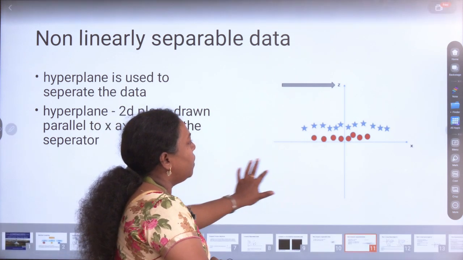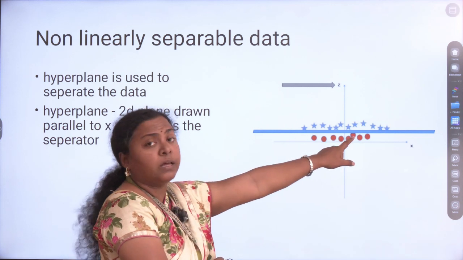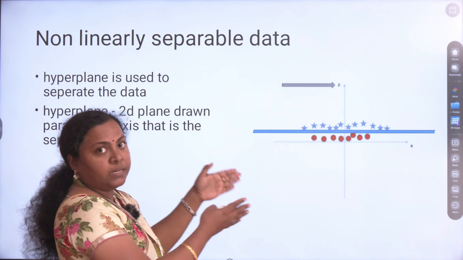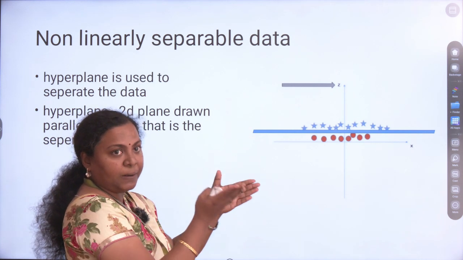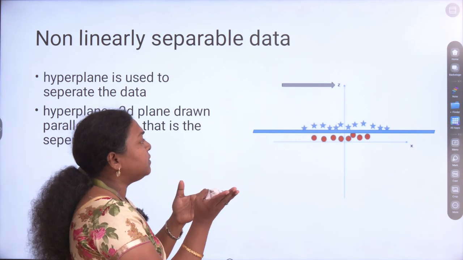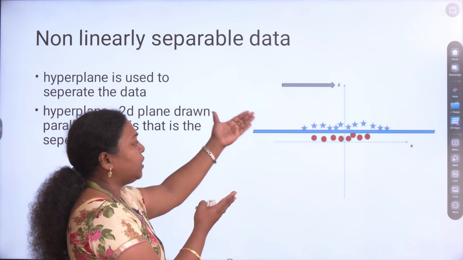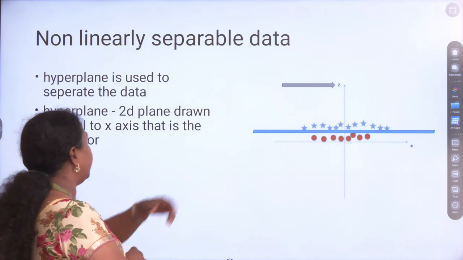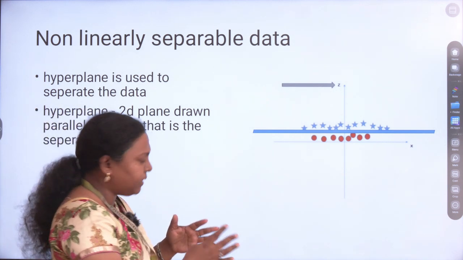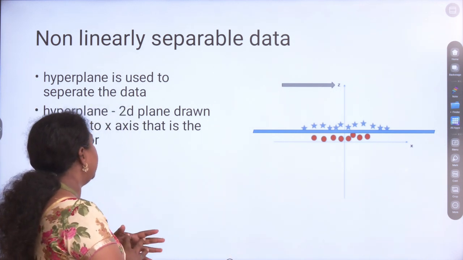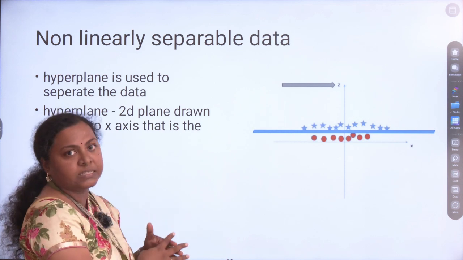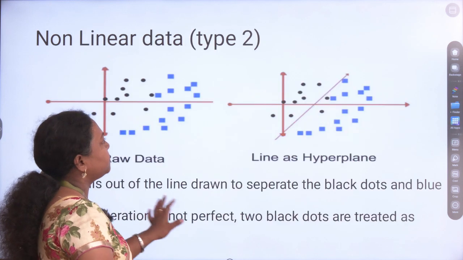So now we can introduce a hyperplane. It is not a single line, it is a plane that clearly distinguishes between the top layer and the bottom layer. So we say this is a hyperplane which is used to separate the data, and this 2D plane is drawn parallel to the x-axis so that it acts as a separator.